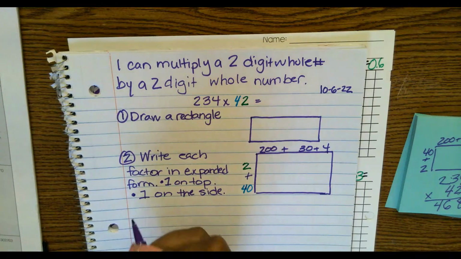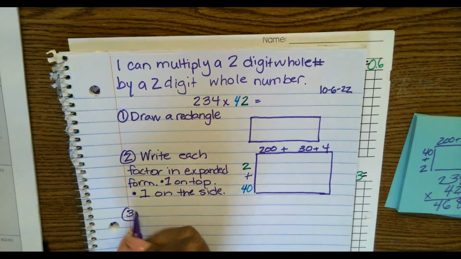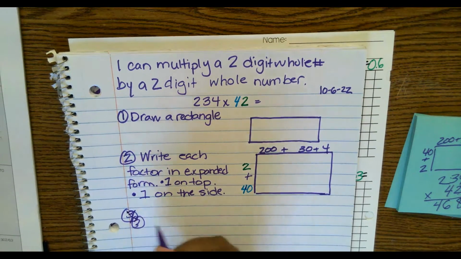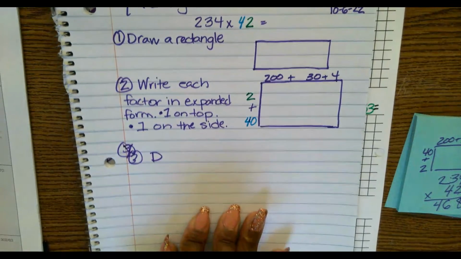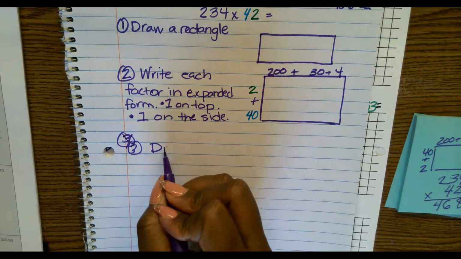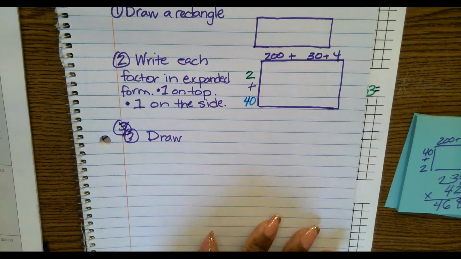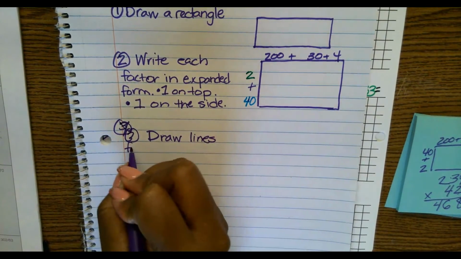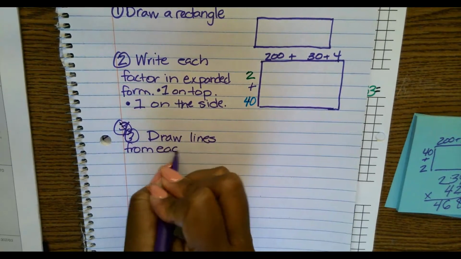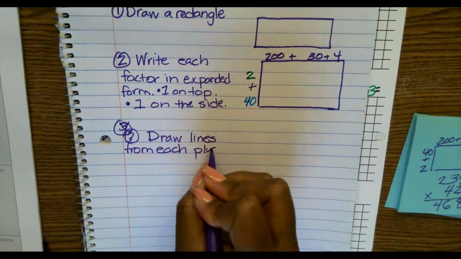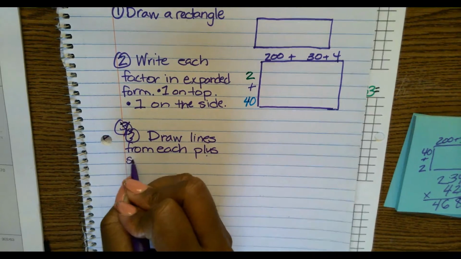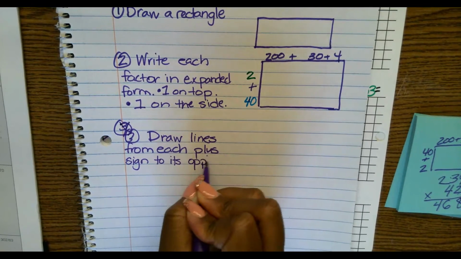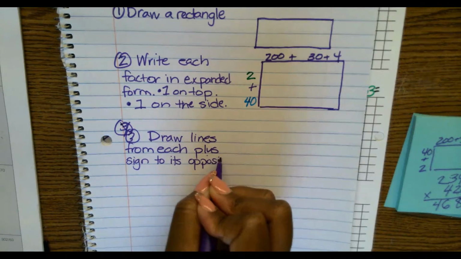So step 3, we are going to, all right, I didn't mean to put that right there. Sorry. Draw. No one can see. I'm sorry, you guys. So we're going to draw lines from each plus sign to its opposite side.